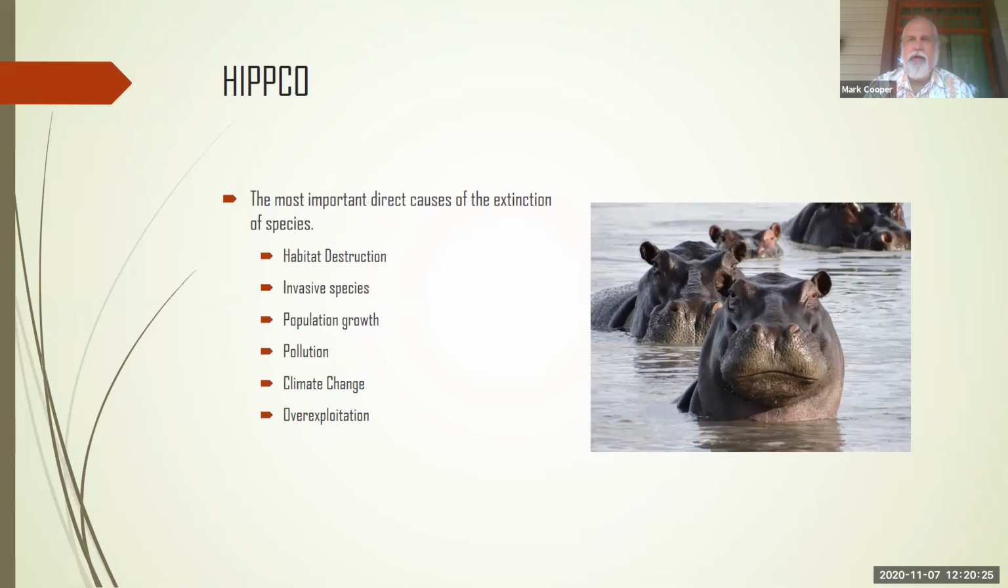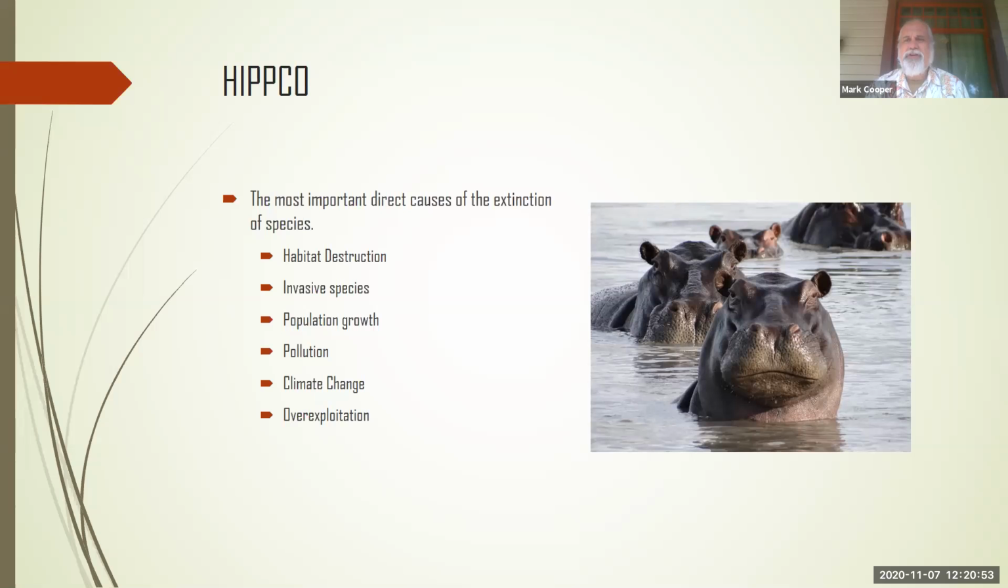So I really want you to know this. Obviously, it'll be on tests, probably on a not practical quiz. So definitely understand what this means. And the hippo picture is to help remember, although there is a C missing. So what do those stand for? Habitat destruction, invasive species, population growth, pollution, climate change, and overexploitation.